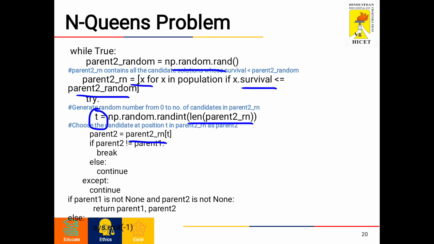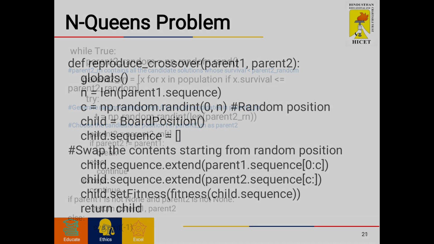Once we find parent 1 and parent 2, we check whether parent 2 is not equal to parent 1. If so, we continue; otherwise this loop gets iterated again. If this is true, we check whether parent 1 and parent 2 are not None. If they are not None, we return parent 1 and parent 2. If not, the error code -1 will be returned.